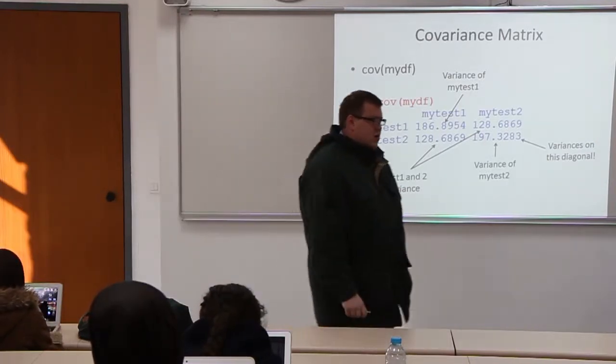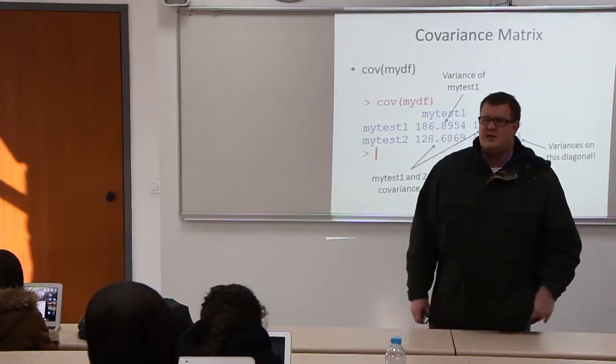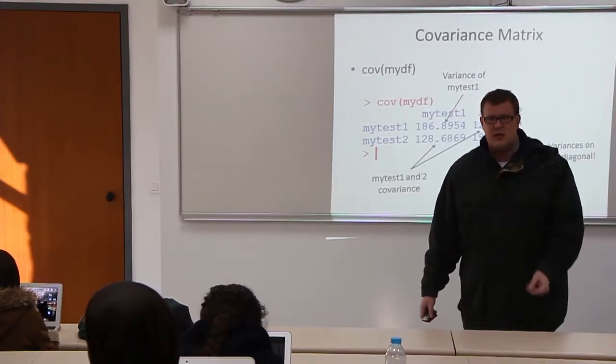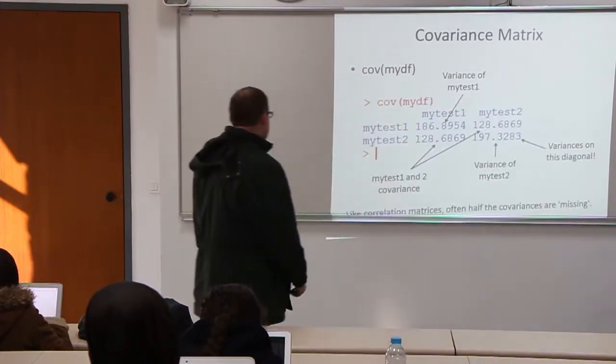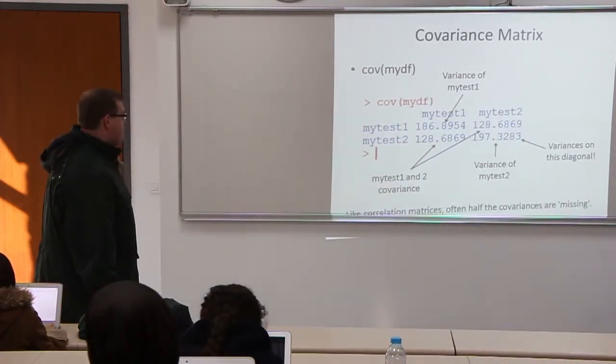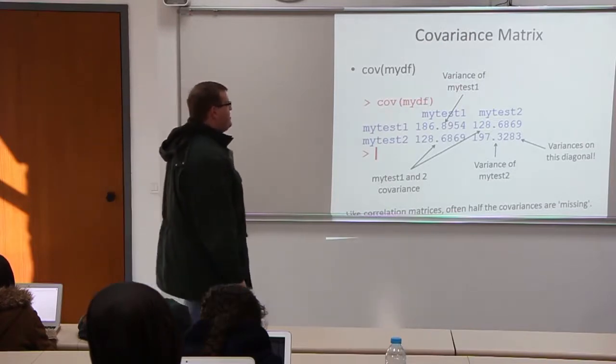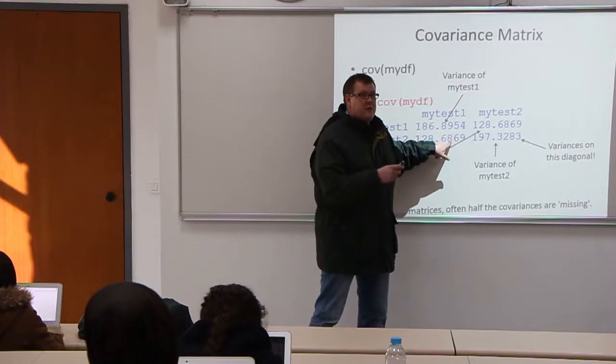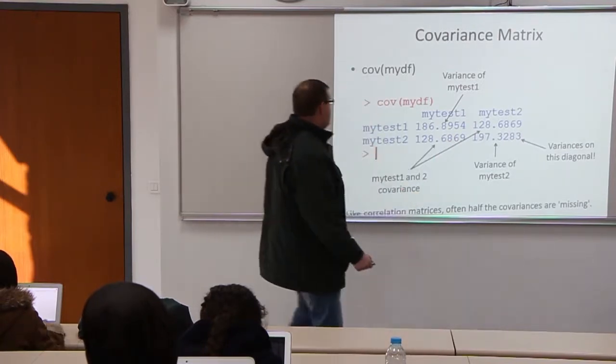So if you have a homework question and it's asking you to find covariances, you can just covary the data frame and get those things very, very quickly. Like correlation matrices, often half of the covariances are missing because, again, it's the same regardless of whether you put in one first or the other.